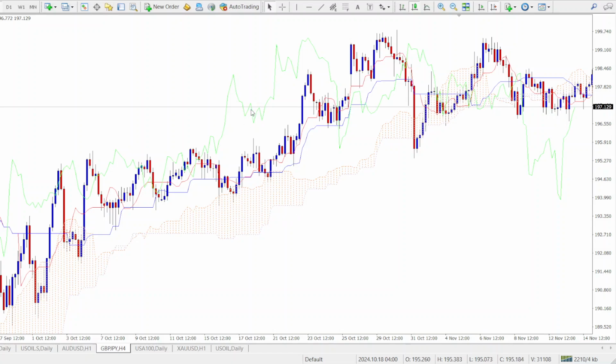And finally, we have the Chikou Span. This is the lagging span. This is the current price plotted 26 periods back. It helps confirm the overall trend direction.